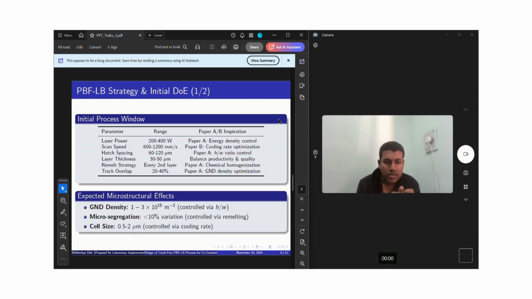The advanced strategies include the remelt strategy, which provides remelting every layer and doubles build time. Too much remelting can cause excessive heat buildup, and the biggest homogenization benefit comes from the first remelt. The track overlap ensures complete melting between the tracks, no unmelted regions, uniform microstructural development, and consistent mechanical properties.